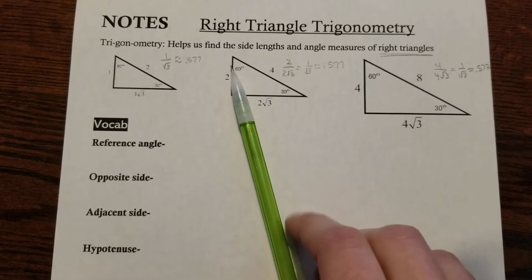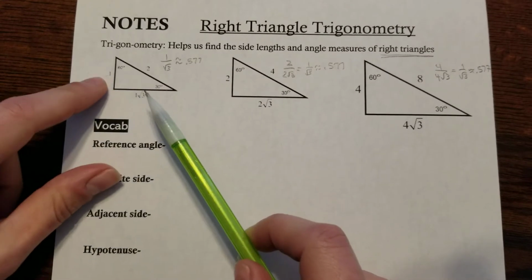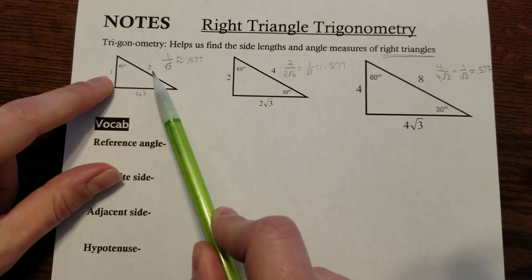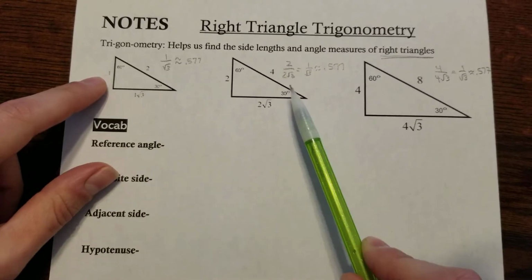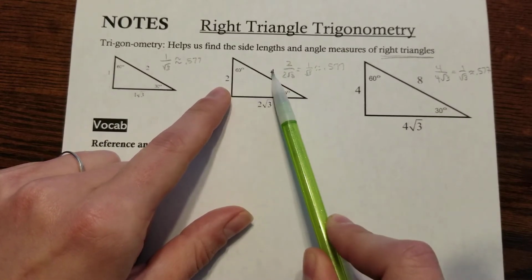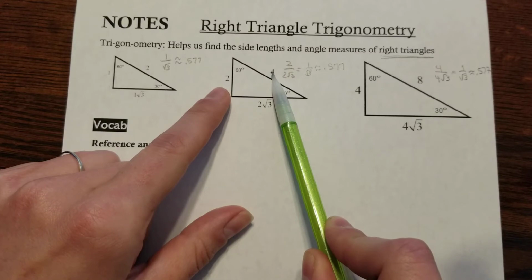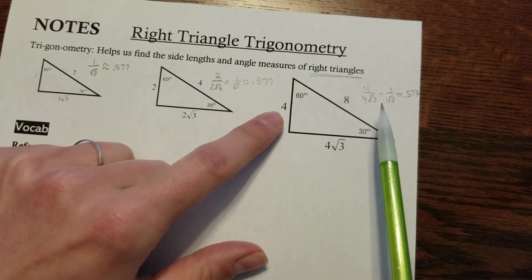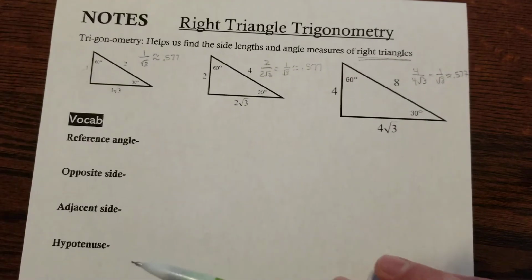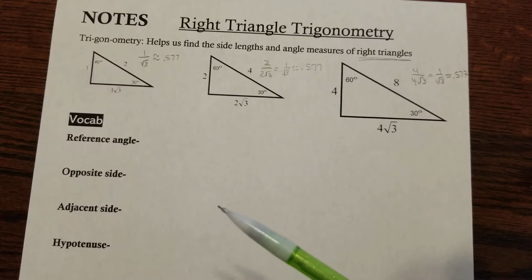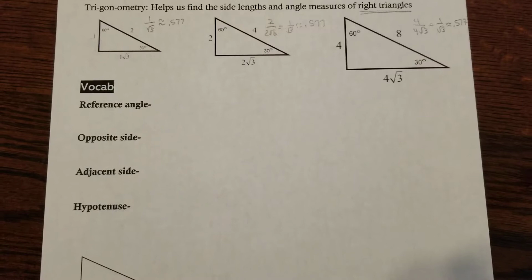So we could do the same comparison with a couple different sides as well. We could do the comparison of the side across from the 30 and the hypotenuse, 1 over 2. That would actually be the same as if we did the ratio of across from our 30 and the hypotenuse, 2 over 4 equals 1/2. And the same thing here, if we did 4 over 8, it would also equal 1/2. So as long as we're comparing the same two sides in every triangle, we're going to get the same constant every time. All right, so let's give ourselves a little bit of vocab as we talk about this.